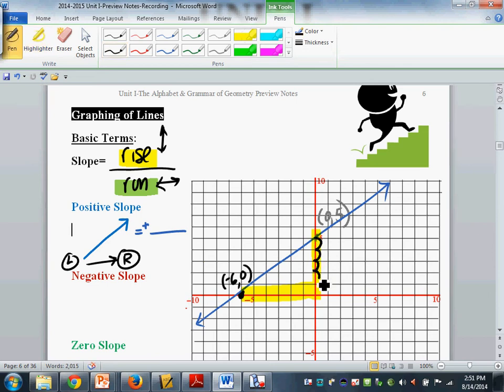So our rise, just bunny hop it. That's 5. And our run is 6. And I know it's positive from left to right, so it's simply going to be my rise over my run.